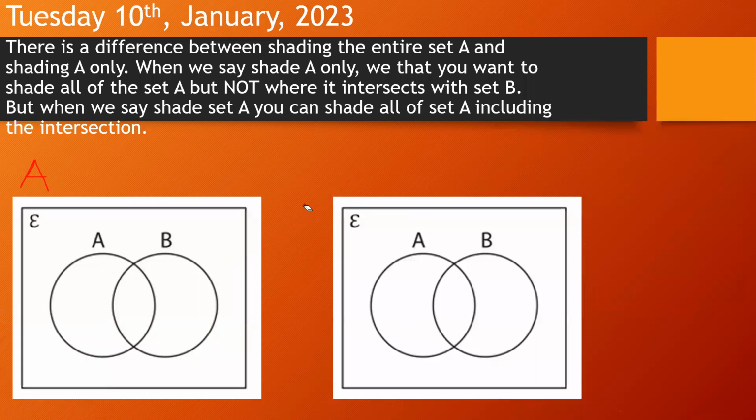And let's say for this one, I said I want you to shade in A only. That's the wrong color, I can't use that. I'll use white. So for this one, I want you to shade in A.